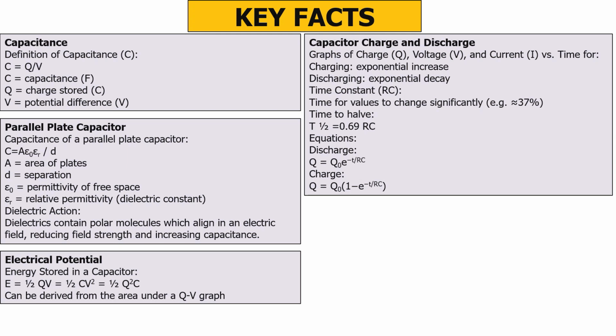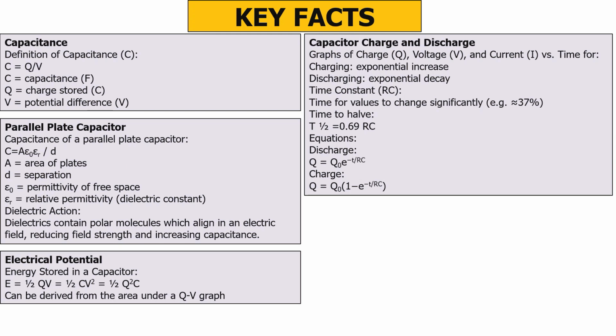Now we can actually work out the energy stored in a capacitor with the equation E is equal to a half QV, or a half CV squared, or a half Q squared over C, and this can be derived from the area under a QV graph.